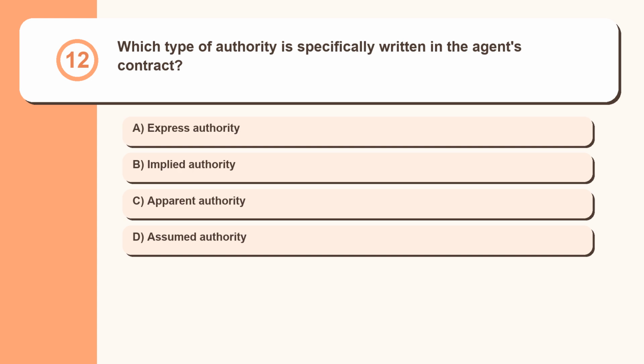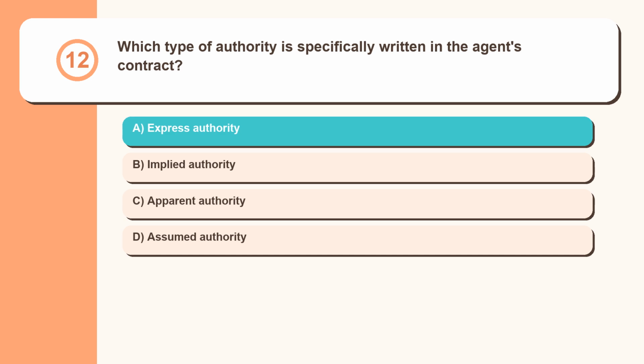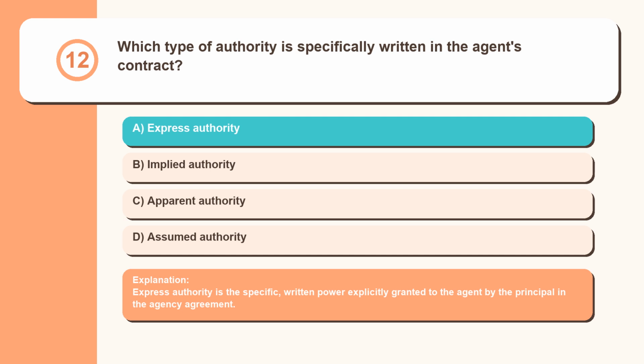Question 12. Which type of authority is specifically written in the agent's contract? Express authority, implied authority, apparent authority, assumed authority. Express authority is the specific, written power explicitly granted to the agent by the principal in the agency agreement.